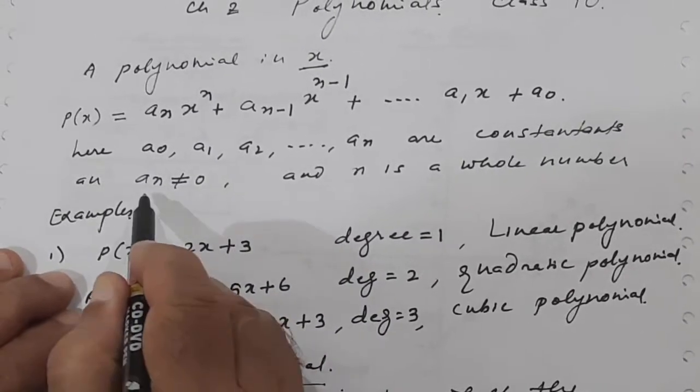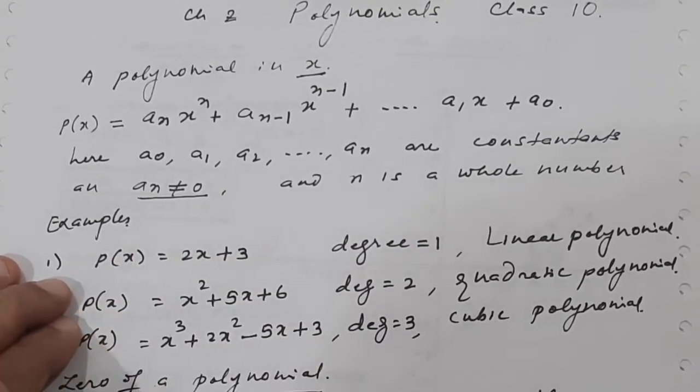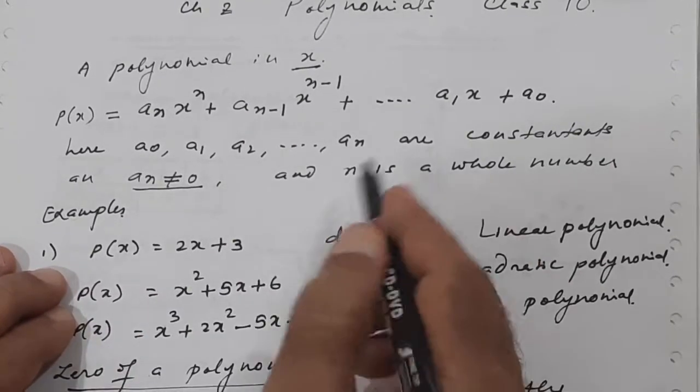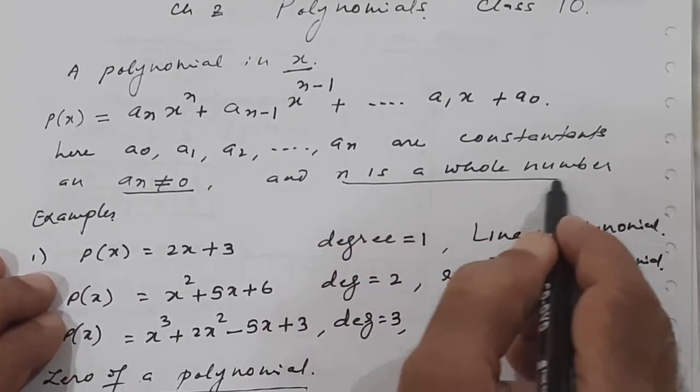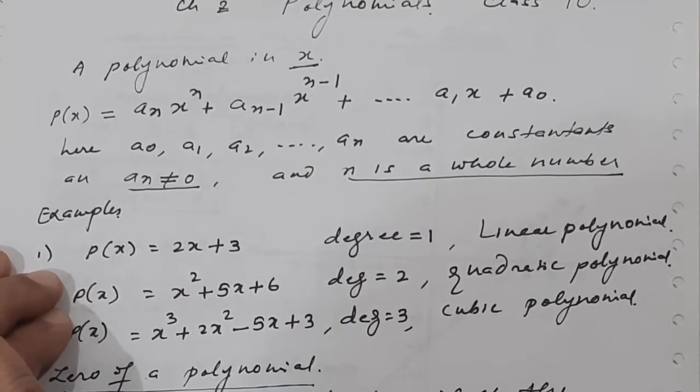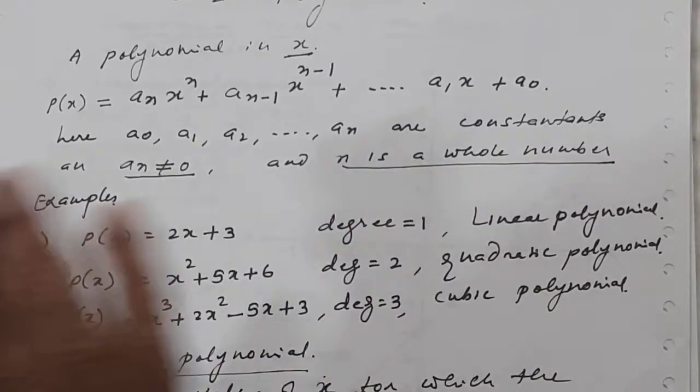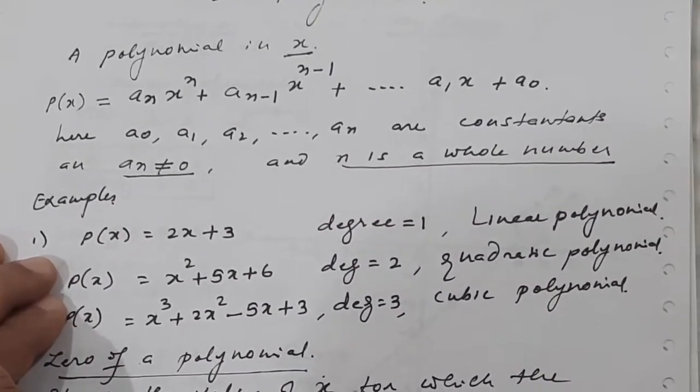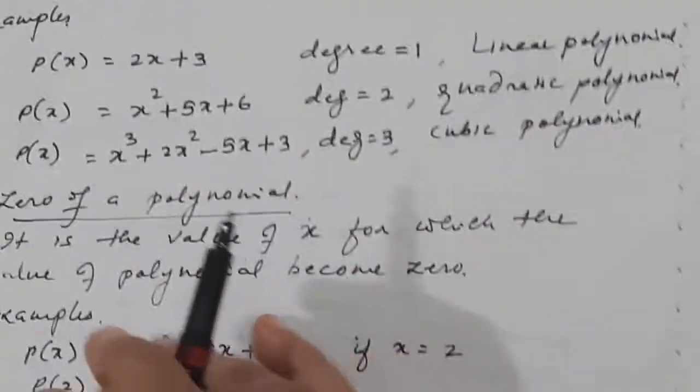And remember that an should not be 0. And n is a whole number. It is not negative. It is a whole number. It can be 0 or it can be any number. We'll take the example now.